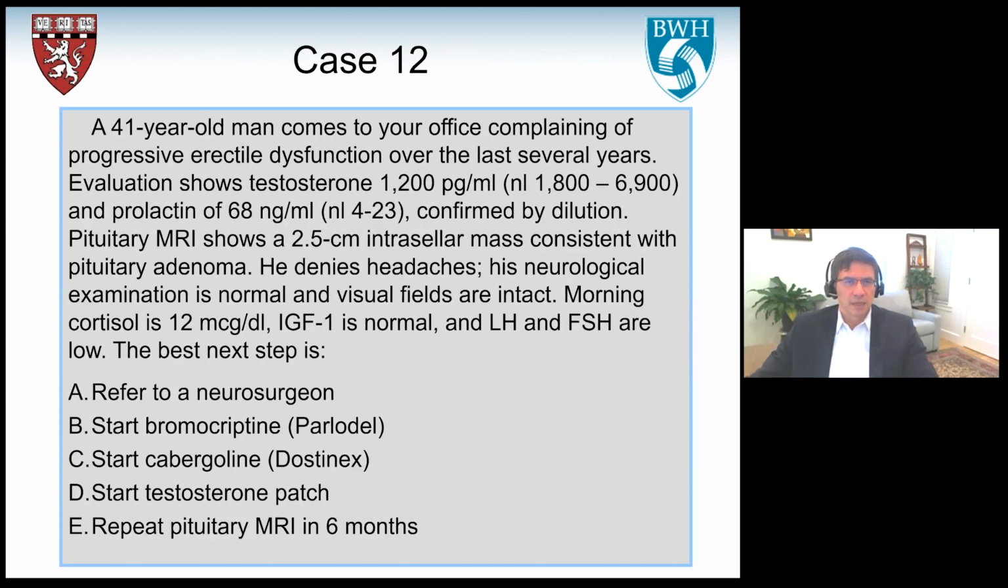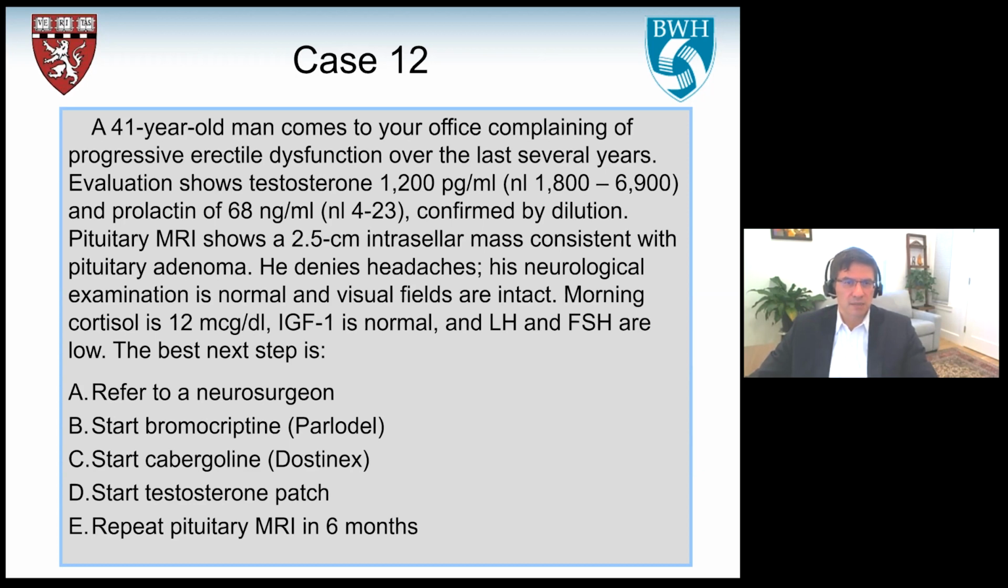Case 12. A 41-year-old man comes to your office complaining of progressive erectile dysfunction over the last several years. Evaluation shows testosterone of 1,200 picograms per mL, with the lower limit of normal being 1,800, and prolactin of 68 nanograms per mL, with the upper limit of normal being 23, confirmed by dilution. Pituitary MRI shows a 2.5 centimeter intrasellar mass consistent with a pituitary adenoma. He denies headaches, his neurological examination is normal, and visual fields are intact. Morning cortisol is 12 micrograms per deciliter, IGF-1 is normal, and LH and FSH are low.